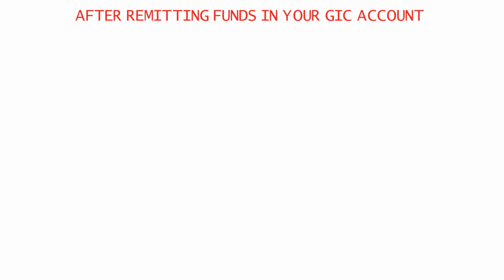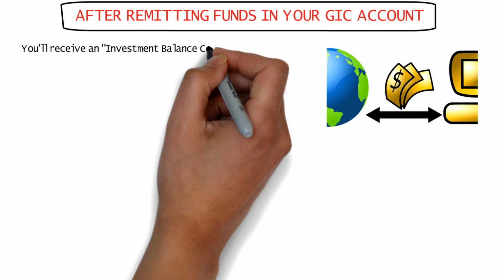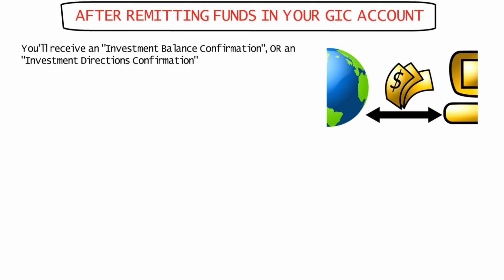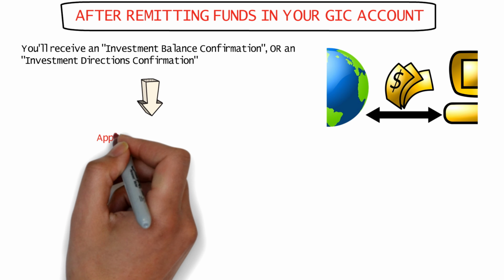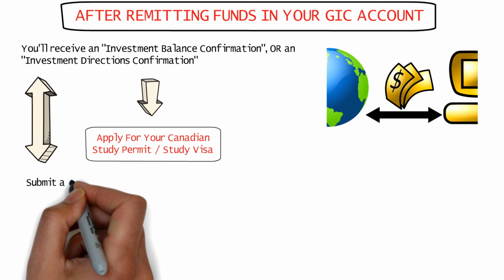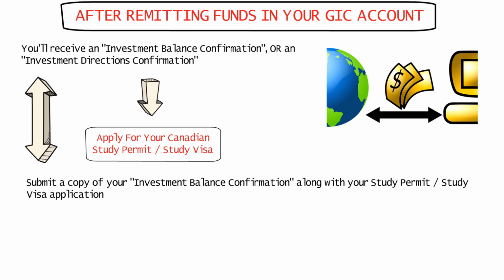After remitting the funds in your GIC account with a bank in Canada, you'll receive an investment balance confirmation or an investment directions confirmation in your investment account. The next step would be to apply for your Canadian study permit or study visa to the Canadian Visa Office in India. You'll have to submit a copy of your investment balance confirmation along with your study permit or visa application, and that's it, you're done.